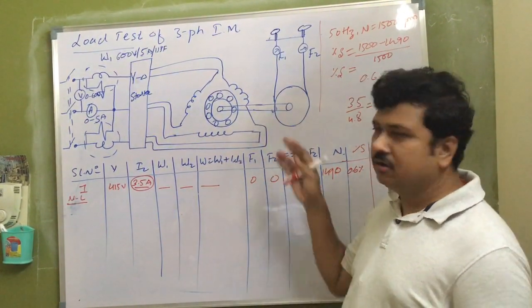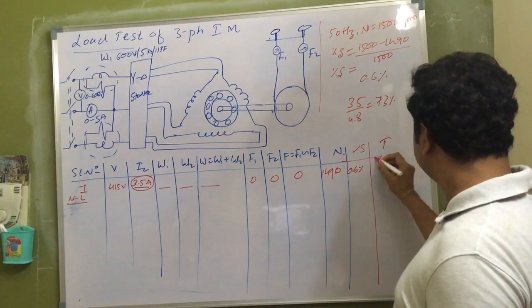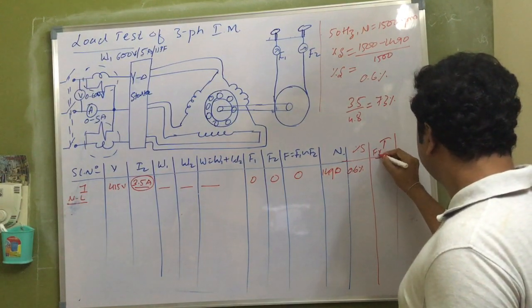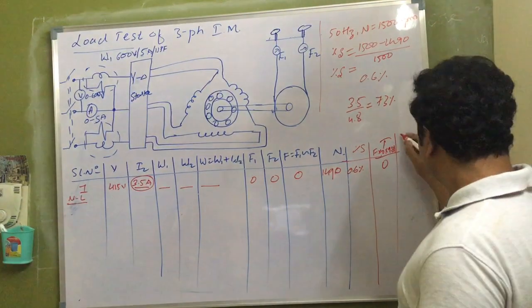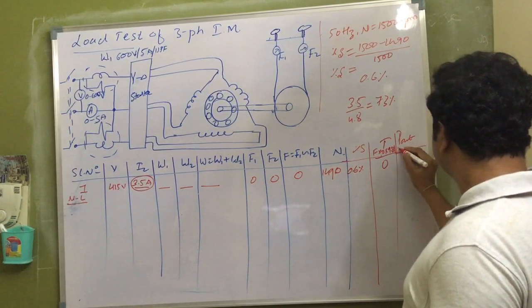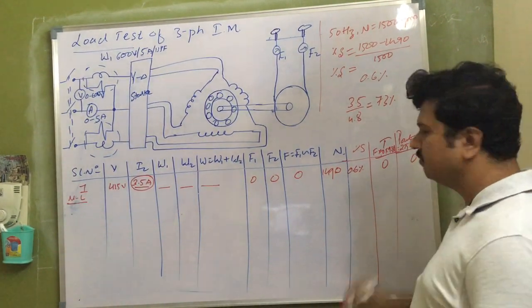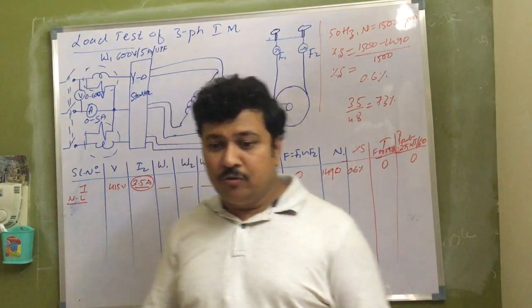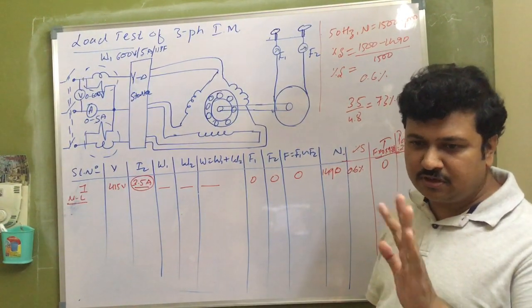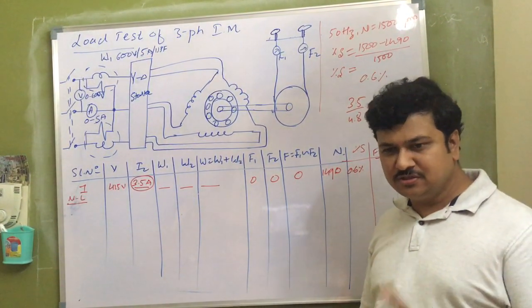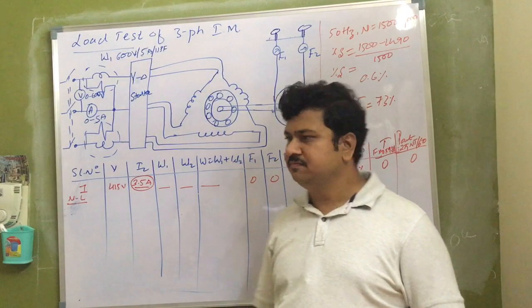The amount of output delivered to the load is 0. Why? See, F1, F2 are 0. So my torque will be 0. Torque is F into R into 9.81. This is 0 now. Therefore, P out, which equals 2 pi NT by 60, is 0 because T is 0. P out is 0. When output is 0, but still the line current drawn is 73% of its full load value. Why is this so? Because of large amount of frictional and windage losses in the motor.